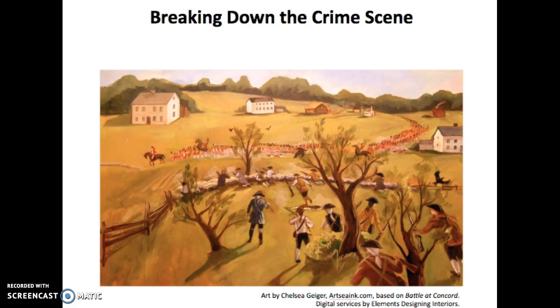Hi, I hope you guys are ready to try out some more video learning. Our goal today is to examine this crime scene. Now, it's a painting, it's not a real crime scene, but we are going to spend some time looking at it and analyzing the four different quadrants.